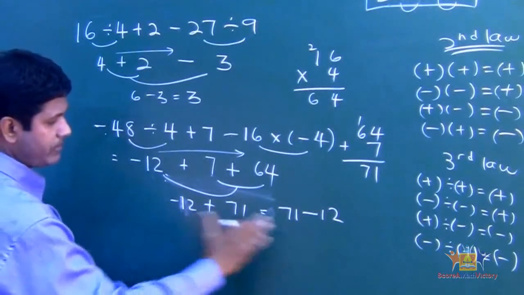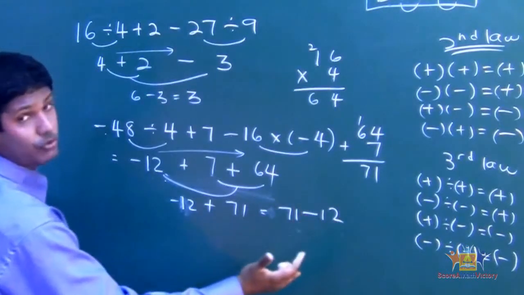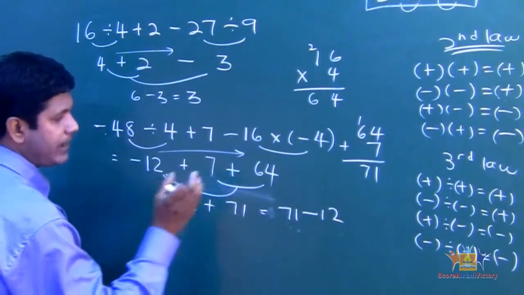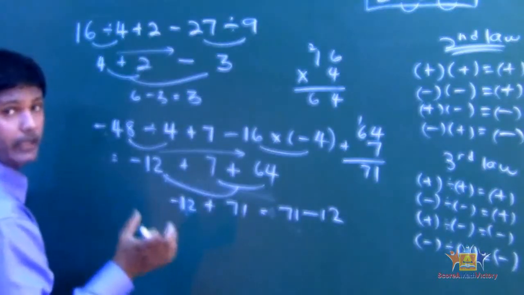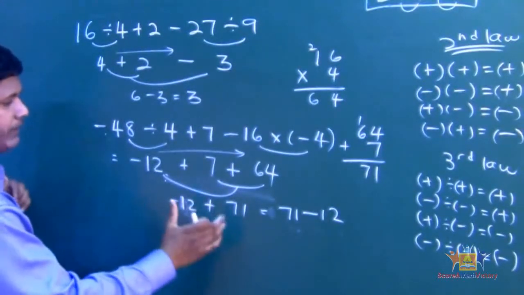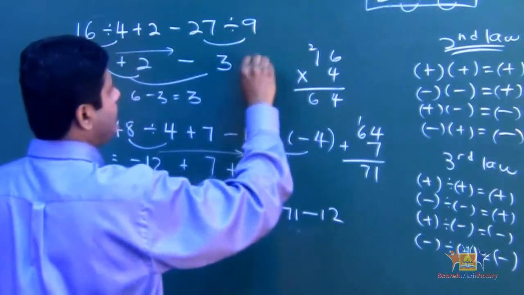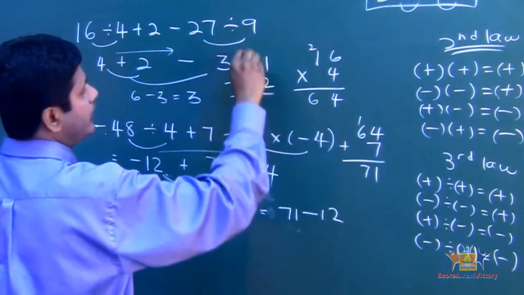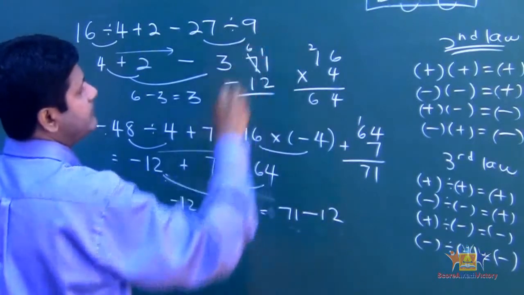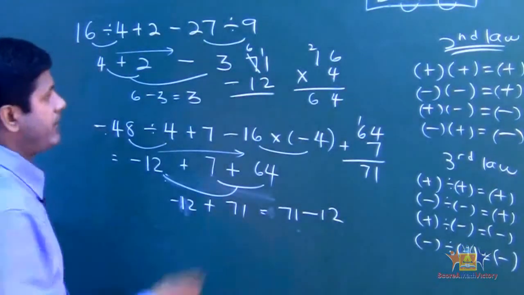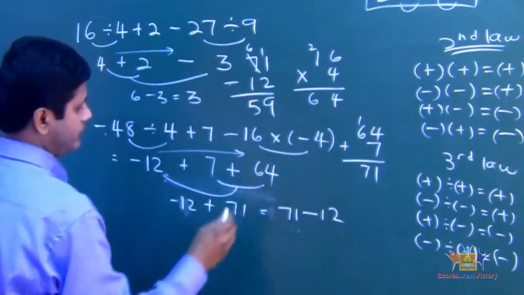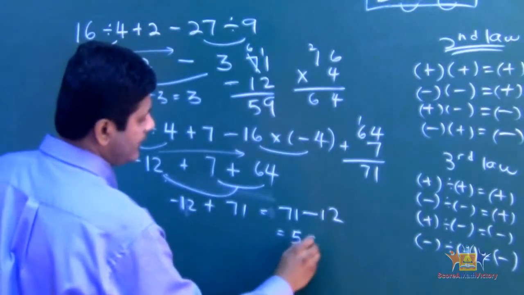Alright, so pretty much the same. That means 71 minus 12. You can rearrange it, but be careful, this negative has to go along with it. So be careful when you rearrange it. Now we're going to take 71 minus 12. 1 minus 2, you cannot, so borrow from 7. 7 becomes 6. 1 becomes 11. 11 minus 2 is 9. 6 minus 1 is 5. So that gives me 59.